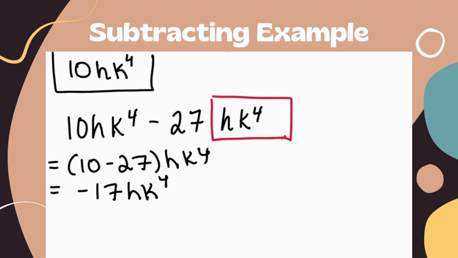So really make sure you're identifying like terms, especially when you have a whole bunch of terms in a problem. Find the ones that are like terms, combine them. If they're not like terms, don't combine them. And then you just check your work at the end. So it's the addition and subtraction you know how to do with some fun variables thrown in.